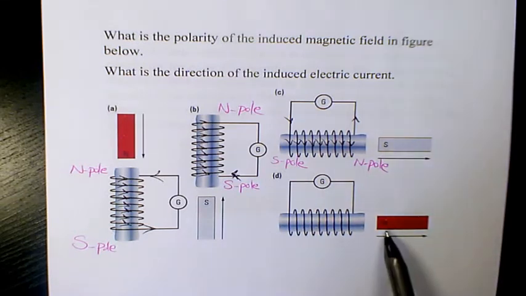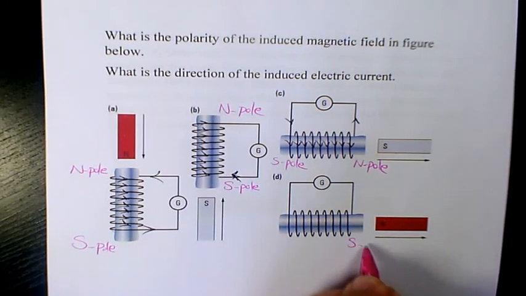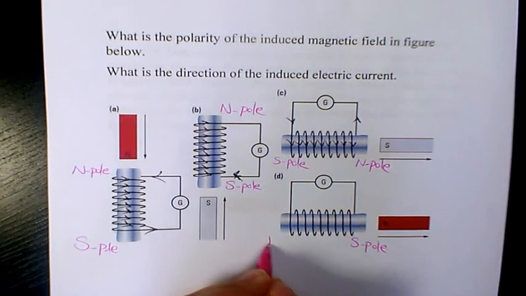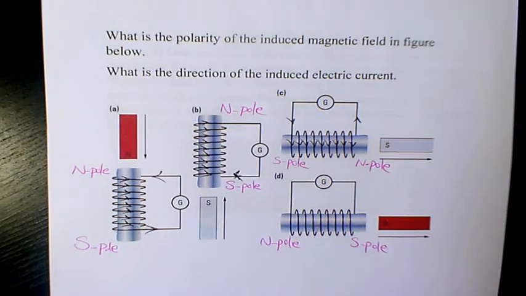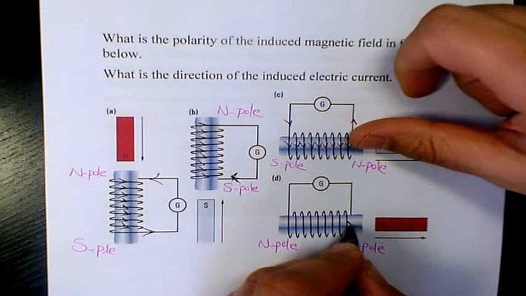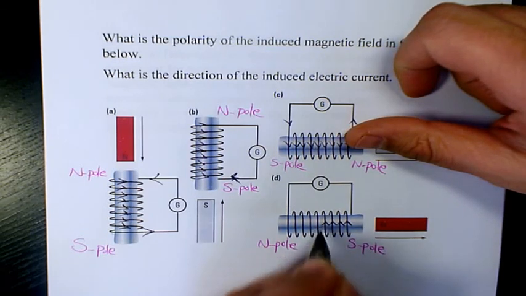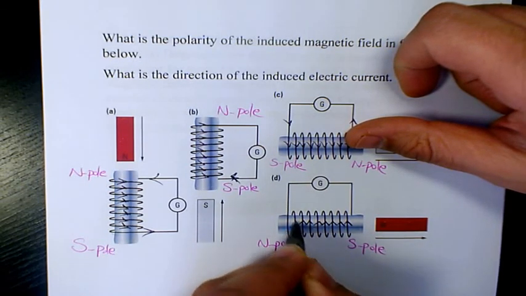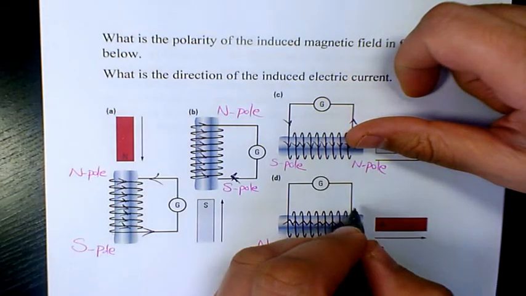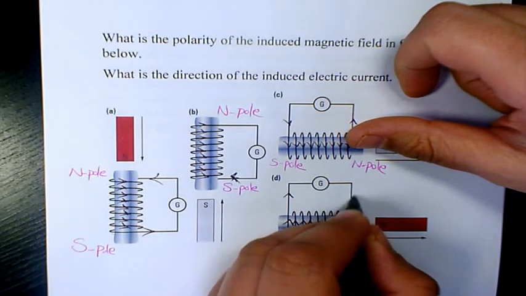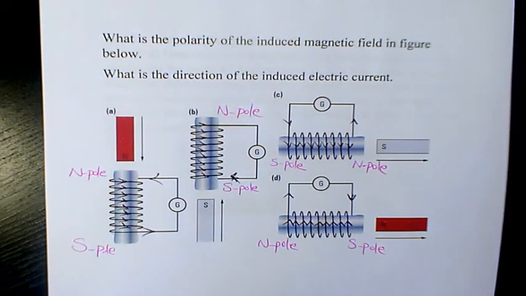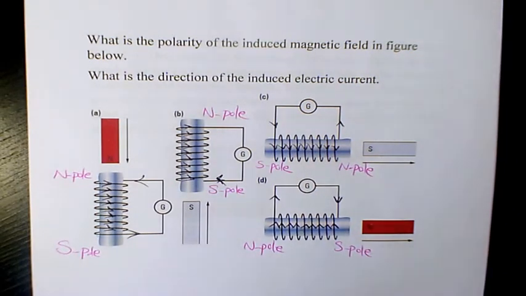Next one, we have removal of the N pole. Again, in order to oppose that, we need to have an S pole in here and an N pole in here. Then I use the right hand rule. Thumb is going toward the left, and the rotation of the four fingers of the right hand is going to be that. That is going to be the direction of the induced electric current.